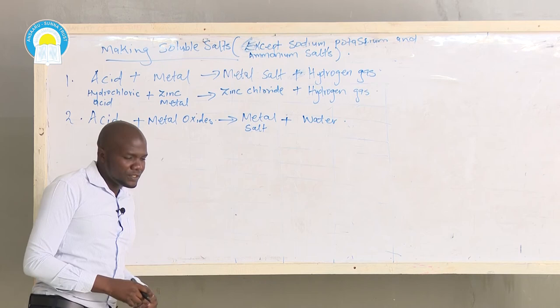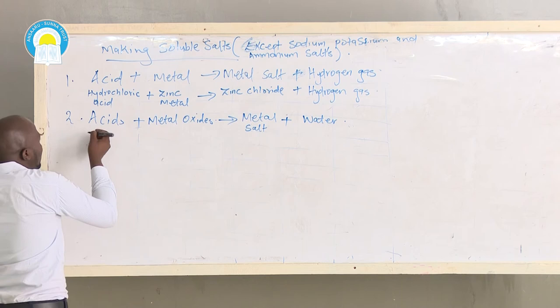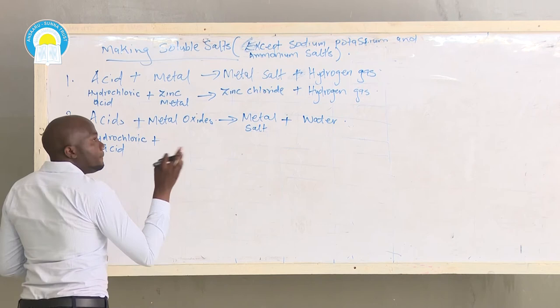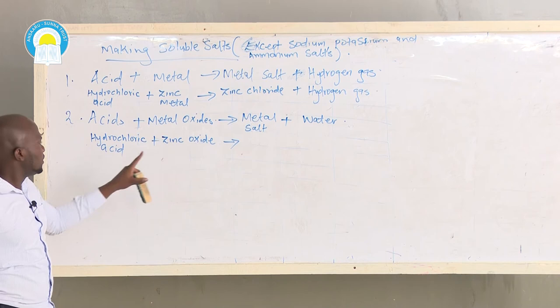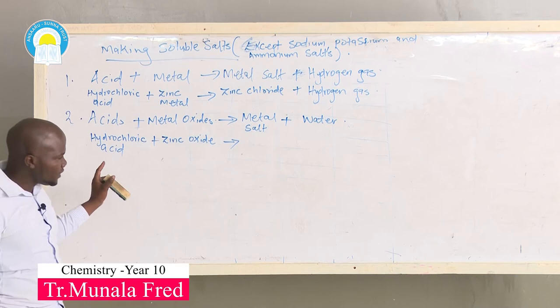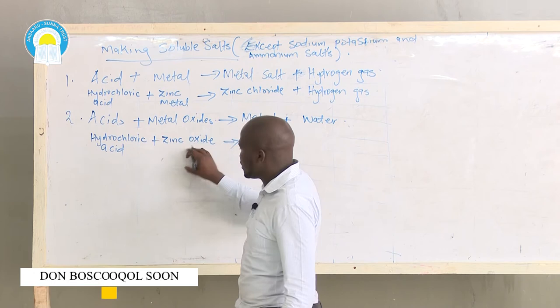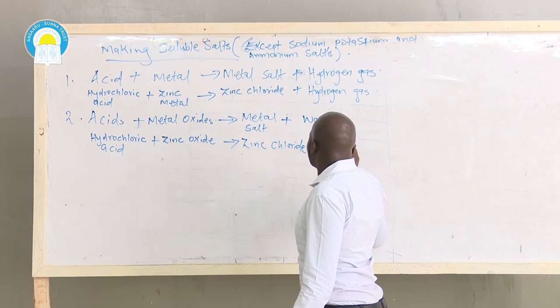For example, let us use this. Again, I will use hydrochloric acid. Hydrochloric acid, an acid, plus zinc oxide. Zinc oxide is a base, an insoluble base. Hydrochloric acid, from the name itself, is an acid. When the two are reacted, we end up having what we call a neutralization reaction. So we have a salt being formed. The salt that will be formed here is zinc chloride, plus water. That is what you have to know, Year 10.